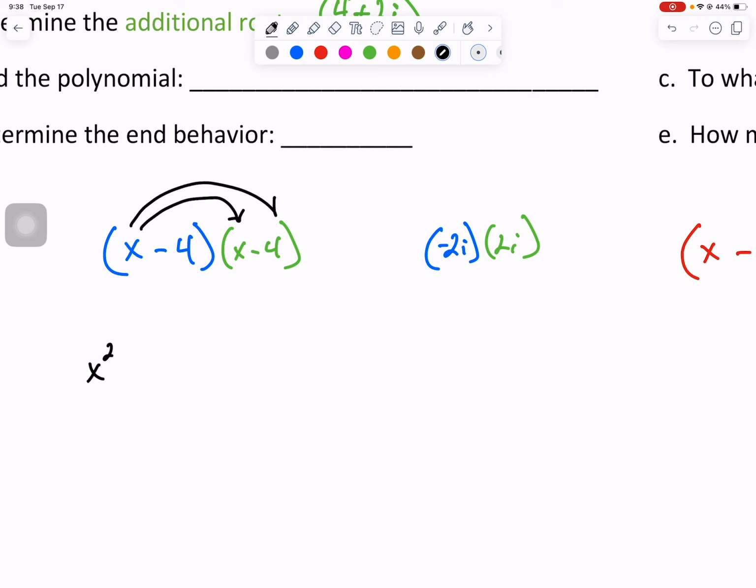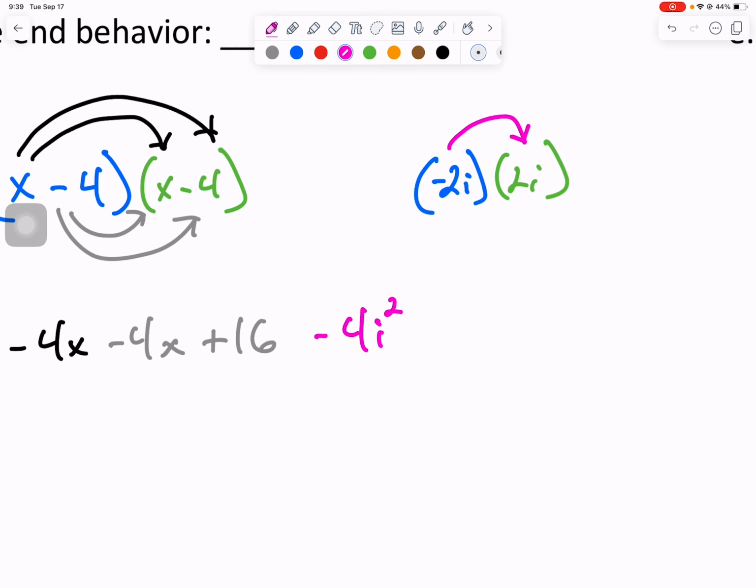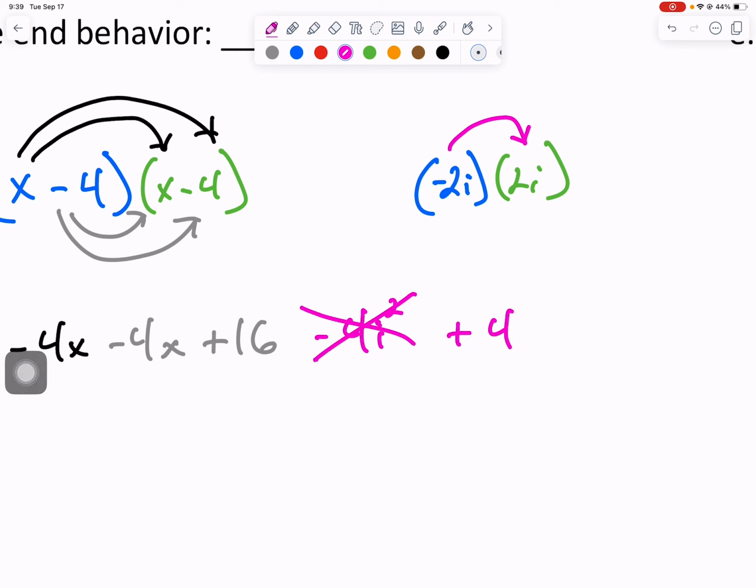All right, x times negative 4 is simply minus 4x. Negative 4 times x is negative 4x. Negative 4 times negative 4 is positive 16. All right, negative 2i times 2i gives us negative 4i squared. But we know that i squared is equal to negative 1. So negative 4 times negative 1, well, that's simply just a positive 4, so I'll get rid of that.